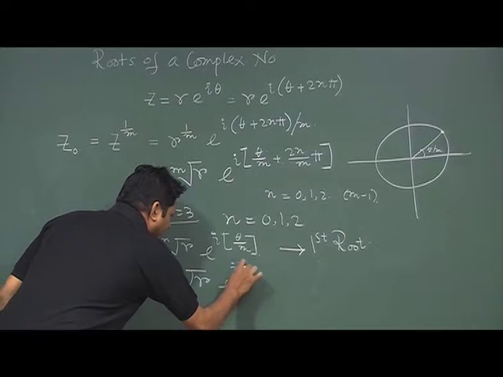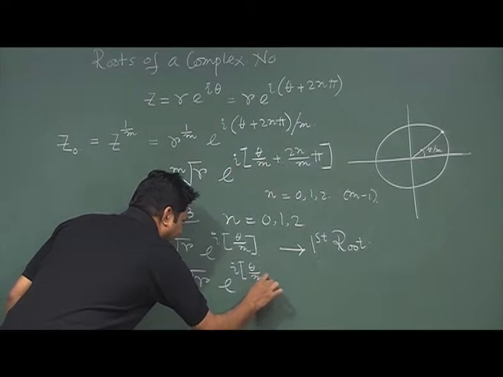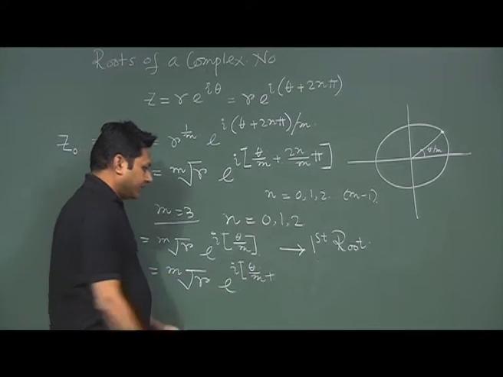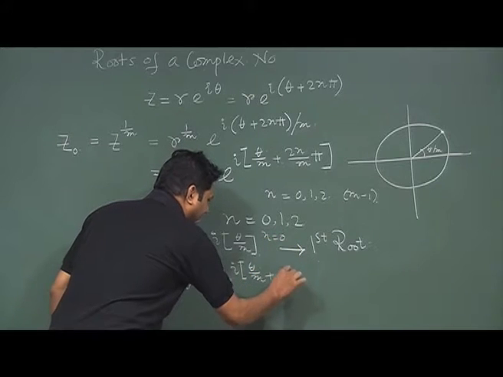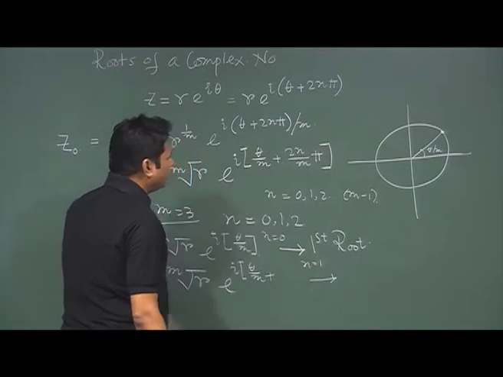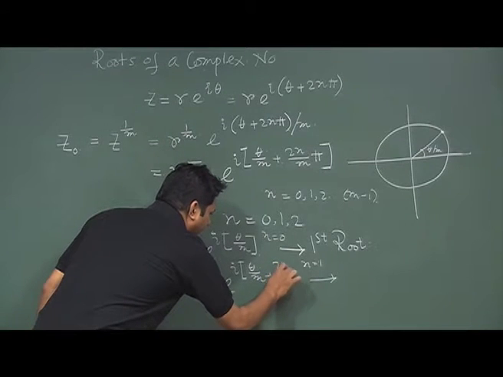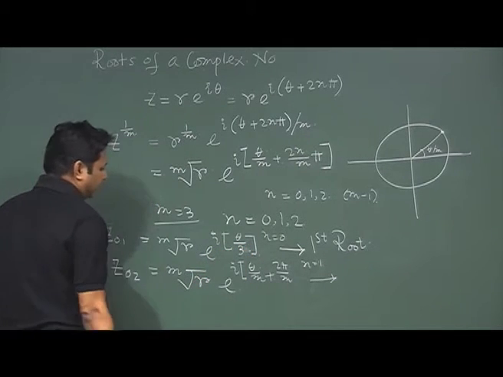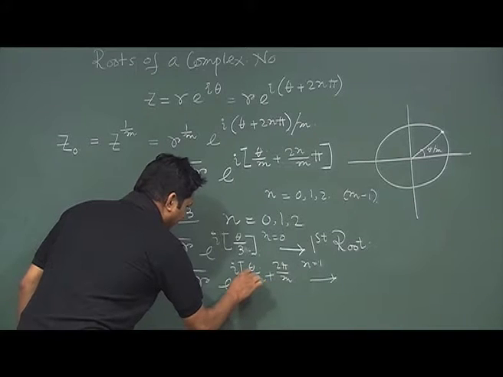What will be my second root? It will be theta by m plus, I put n equal to 0 here, this is for n equal to 0. Second one, for how much? n equal to 1. When n equal to 1, I will have 2 pi divided by m. m is fixed here, so m is 3. So, rather than putting theta, I should put theta by 3, theta by 3.